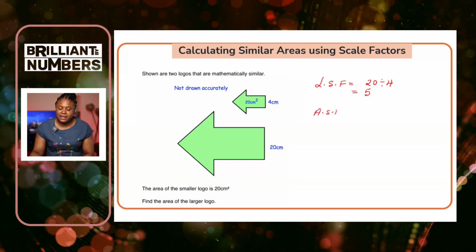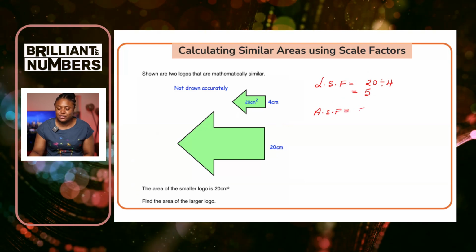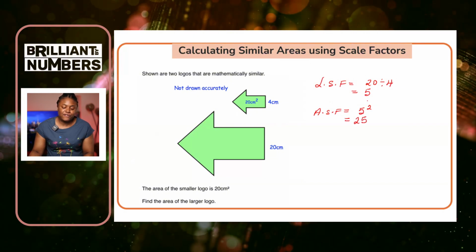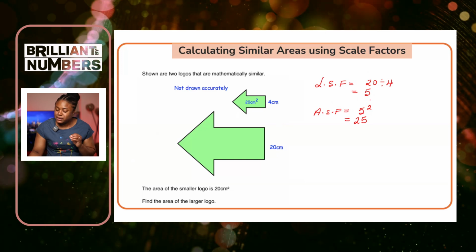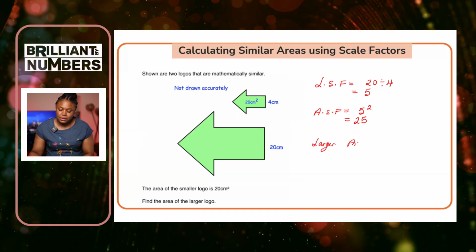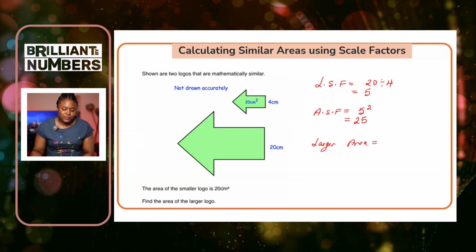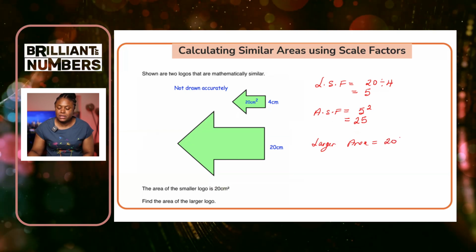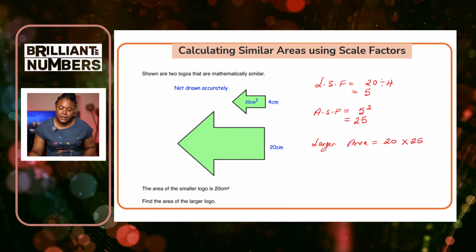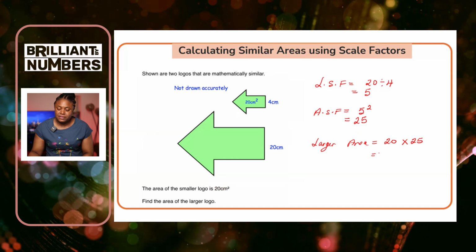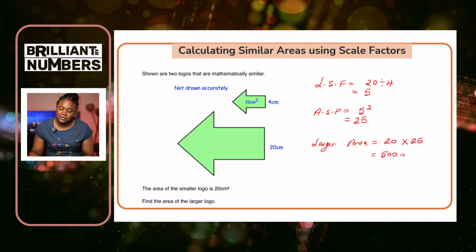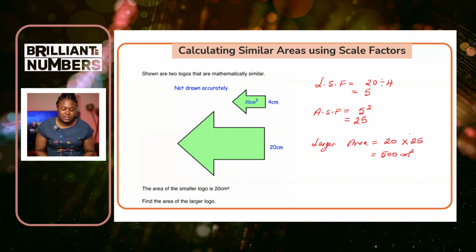Now I'm going to use that to find my area scale factor. So that's equal to 5 squared. 5 times 5 is 25. So the area of the larger logo will be 25 times as much as the smaller one. So larger area is equal to 20 multiplied by 25, which is our area scale factor. So 25 times 2, times 2 is 50, and then we're timesing by 20, so that's going to be 500. So the answer is 500 centimeters squared.